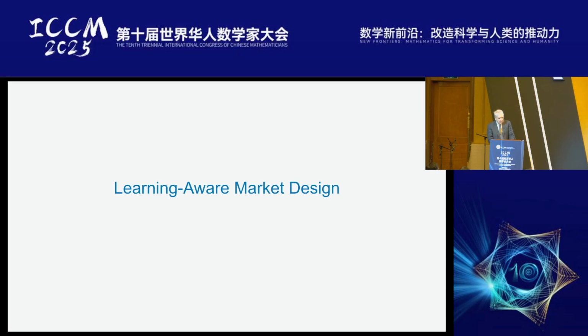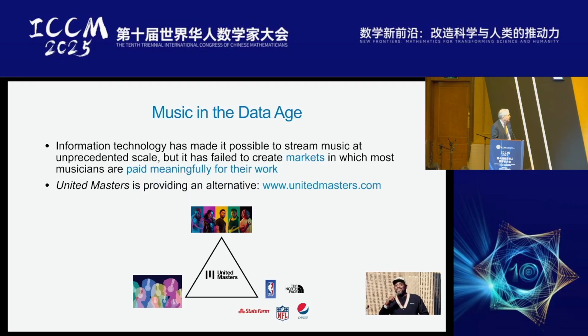Now I'm going to move to things that are a little bit more economics oriented. Learning-aware market design. Market design is a part of economics. It doesn't have any learning in it, and so our goal here is to put some learning inside of economics. All right, so here's an example of a real-world problem I've worked on. I'm involved in a company called United Masters, which links musicians to brands and listeners. It's a three-sided market. Musicians are making songs, they're putting it on the internet, and the classical model is just that it gets streamed to people, and the musicians are not making any money. Okay, and that's a problem.